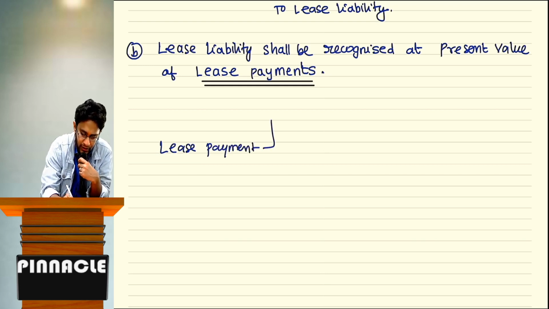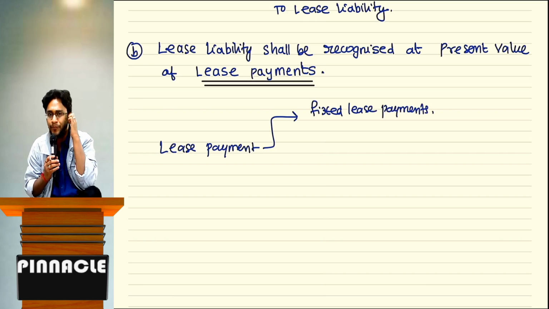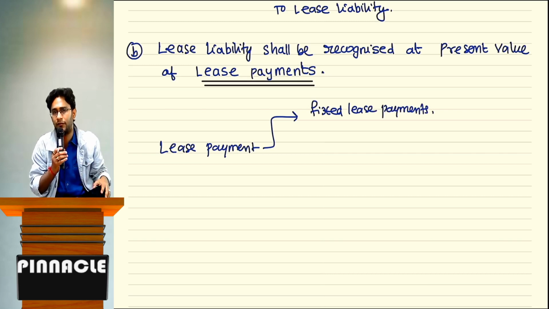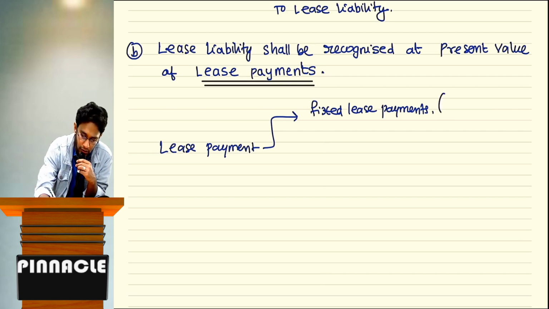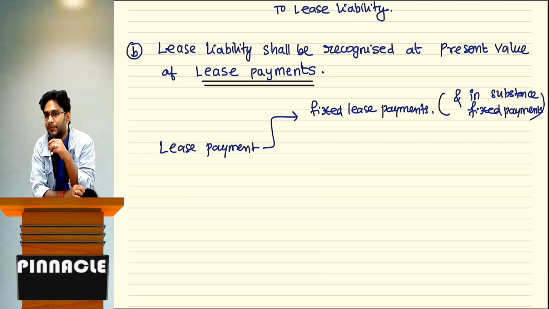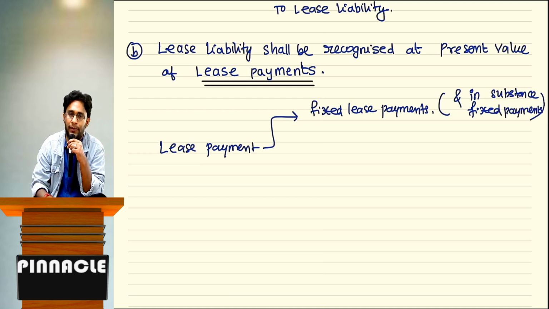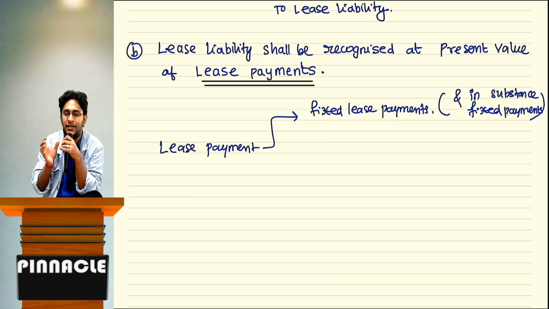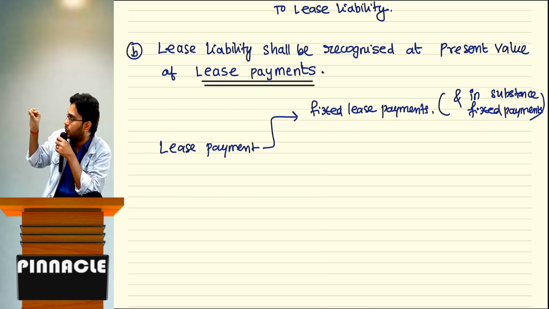It includes fixed lease payments. Fixed lease payment is a normal one, sir. Like, when I take a building on lease, every month I pay a rent of 1 lakh, or every year I pay a rent of 8 lakhs, like that, the amount is fixed. And in substance, fixed payments. Why I am telling is, there might be some payments which might sound like variable, but in that also some character of fixed rent will be there. That sort of rent also you should consider here.